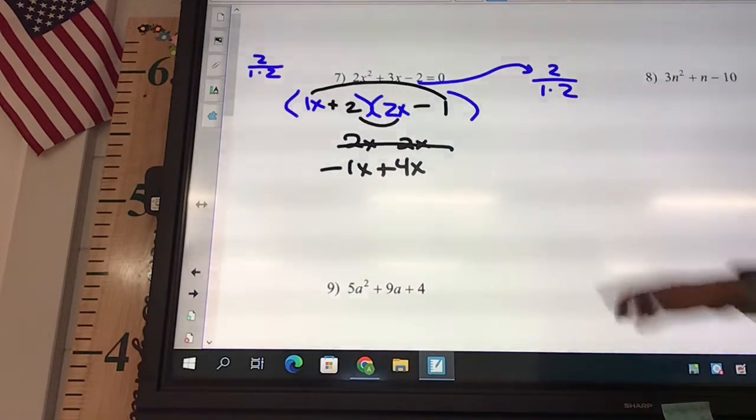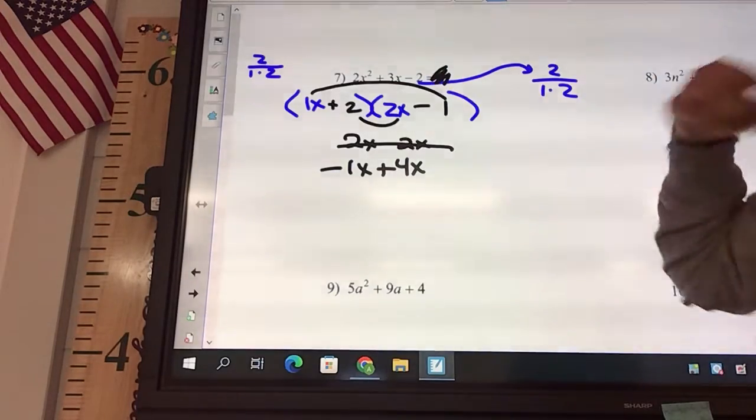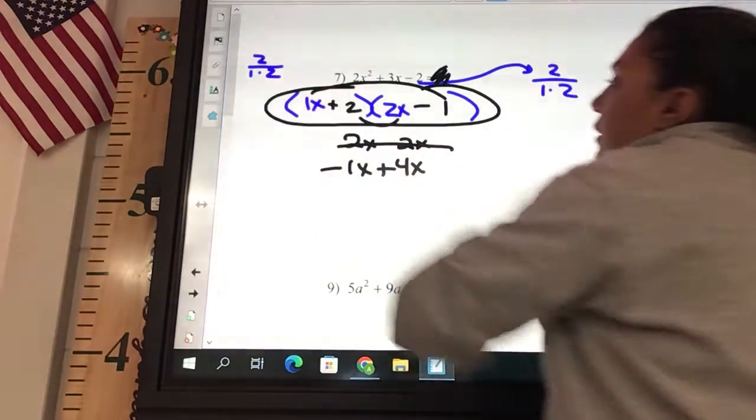Remember, we are not doing anything with this equals 0 today. Normally you'd set them equal to 0 and solve. We're just baby stepping it today and trying to get to here.